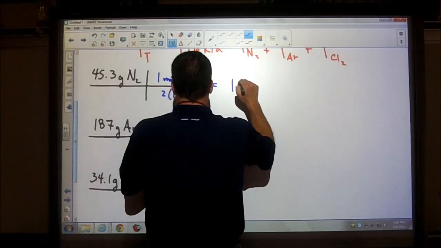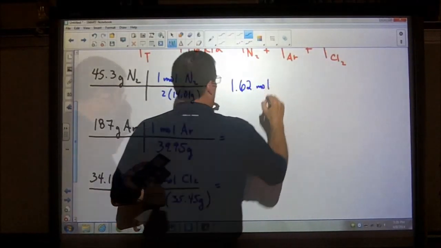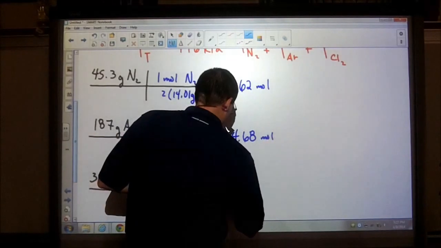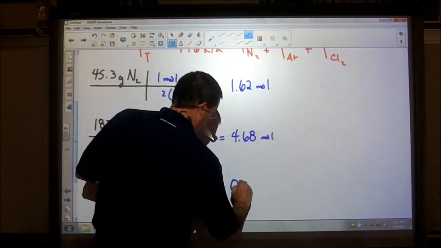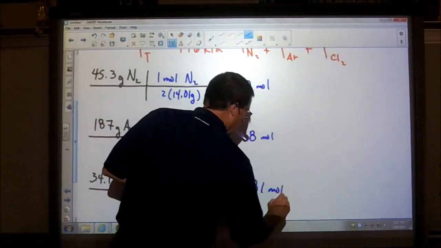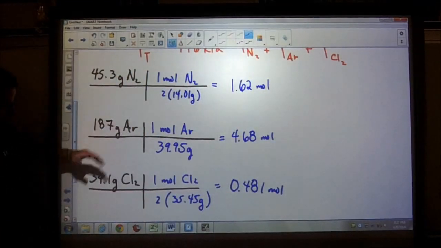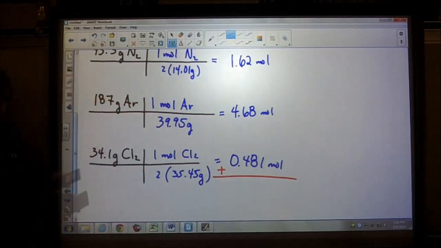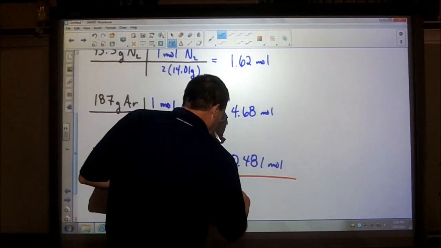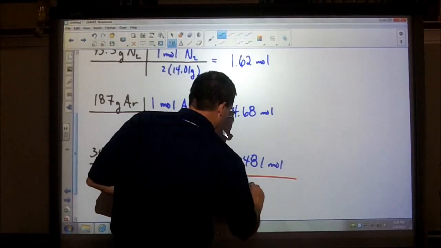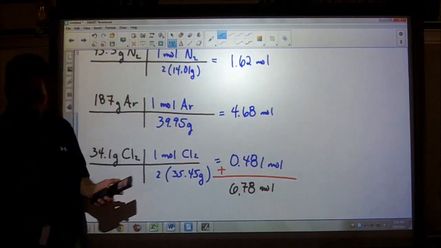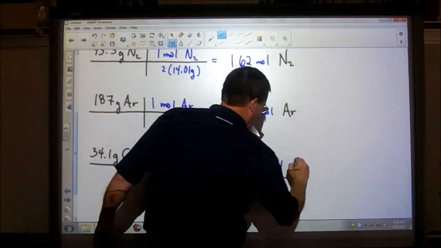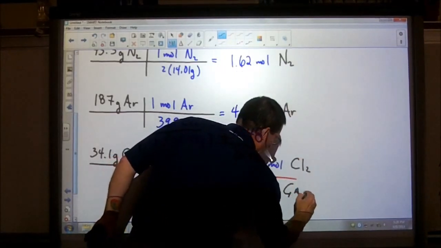All right, so let's find out how many moles of each we have. This is nitrogen's 1.62, and 4.68. This is 0.481, we'll say. Okay. So there's our moles of our gas. So let's add all of those up. So we're going to add all these numbers of moles together, and that equals 6.78 moles. Okay. So what this is saying is, I have my moles of nitrogen, I have my moles of argon, I have my moles of chlorine, but this is my moles of gas.